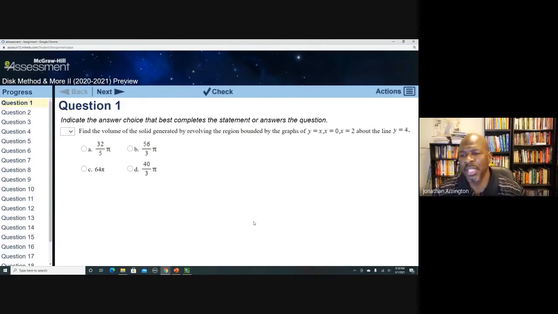Here's the first example we'll look at, and it says find the volume of the solid generated by revolving the region bounded by the graphs of y equals x, x equals 0, x equals 2 about the line y equals 4. So in this case, we're revolving the function y equals x about the line y equals 4 as x goes from 0 to 2. Let's work this out and see how it looks.